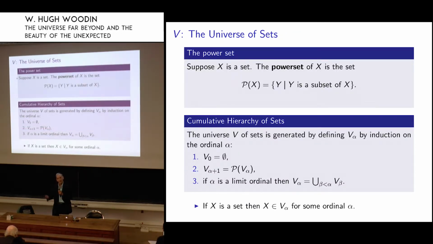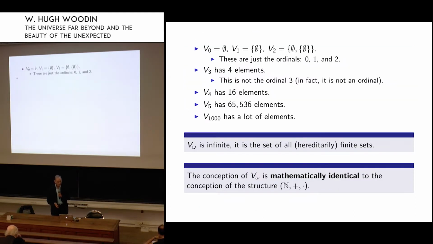So we now have a layered presentation of the universe of sets. If you want to understand the universe of sets, understand it level by level. So let's look at the levels. Maybe it's not so complicated. Well, V0 is the empty set by definition. V1 is the power set of the empty set. There's only one subset of the empty set, that's the empty set. So V1 is the set whose only member is the empty set. V2 is the power set of V1.